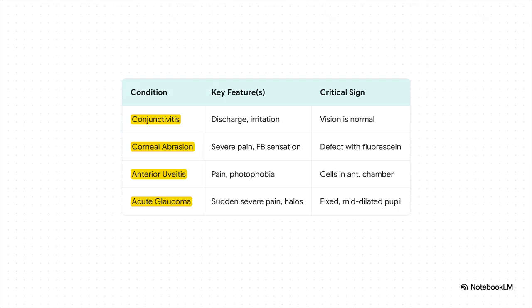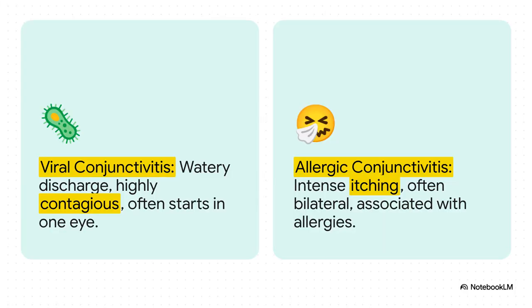Using these key features, pain, pupil size, vision changes, is how you quickly separate the worries from the don't worries. And even within something as common as conjunctivitis, your history is king. Here's a clinical pearl for you. Always ask, did it start in one eye and then spread to the other? That story is classic for viral conjunctivitis, and it's your cue to be super careful with hand hygiene.